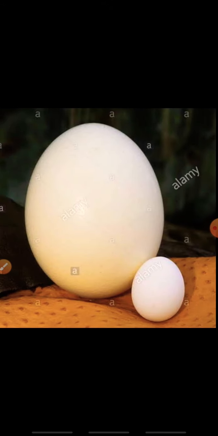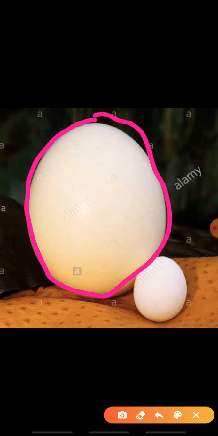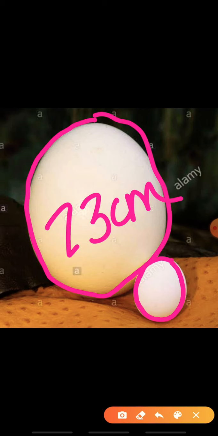If I give you some more examples of cell sizes, you can see there is an ostrich egg and a hen's egg. An ostrich egg is bigger than a hen's egg. An ostrich egg is 23 centimeters, and a hen's egg is only 6 centimeters in length.